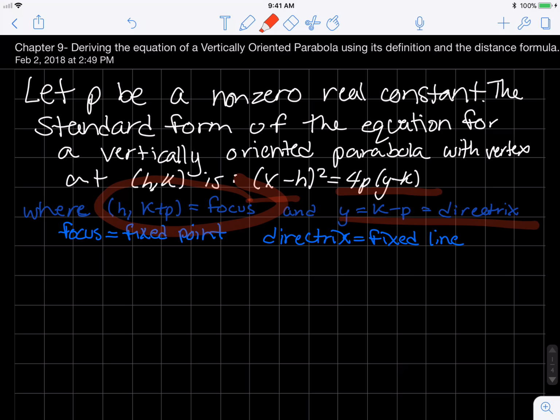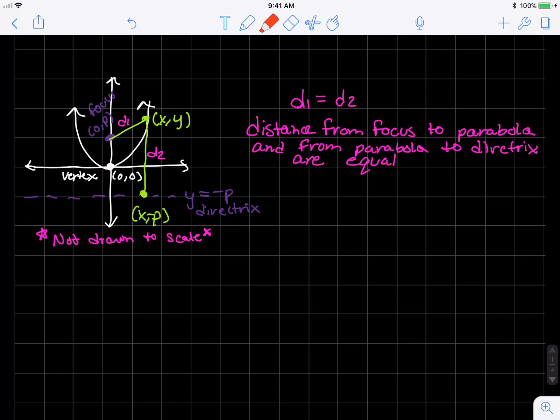The focus is a fixed point on the parabola, and the directrix is a fixed line. So let's visualize. We have our focus here, a fixed point above our vertex, (0, p). We have our directrix down here, y = −p.